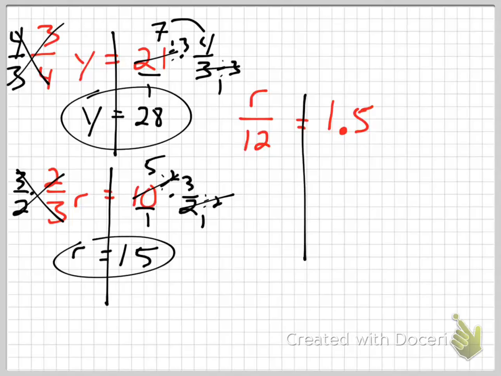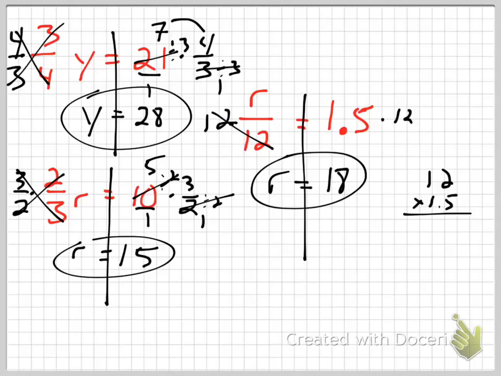Is the variable happy? No, not alone. What's going on? Who's with him? 12. What's the 12 doing to him? Dividing him. What's the opposite of divide by 12? Multiply by 12. Multiply by 12. Gone. R equals. Now you have to go, okay, 12 times 1.5 comes out to 18. How many of you got R equals 18? Did you? Okay, then you guys are in good shape.